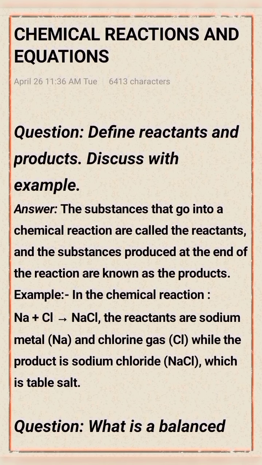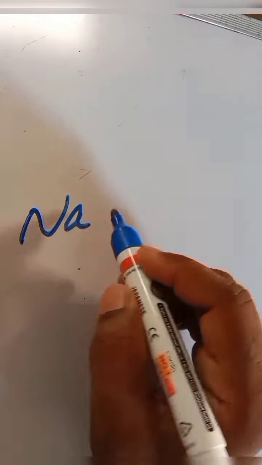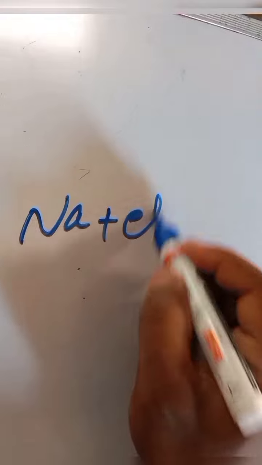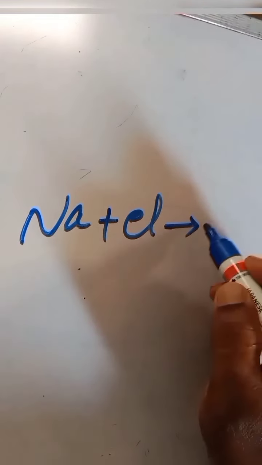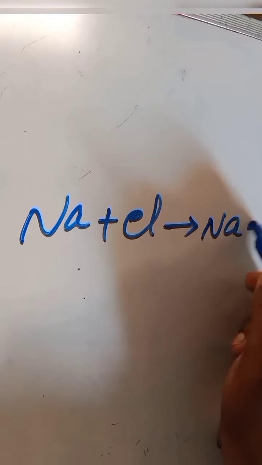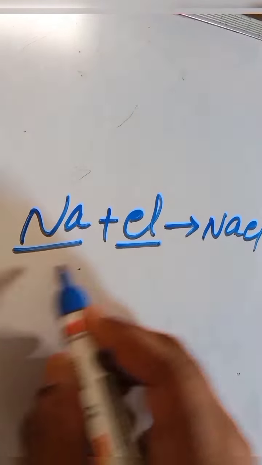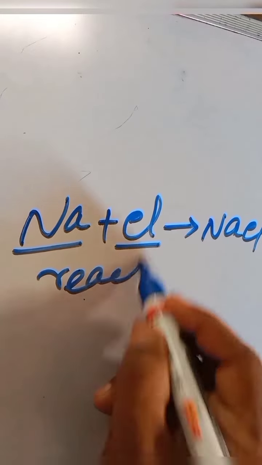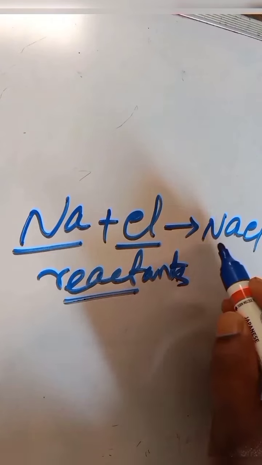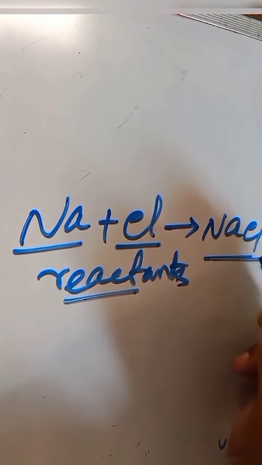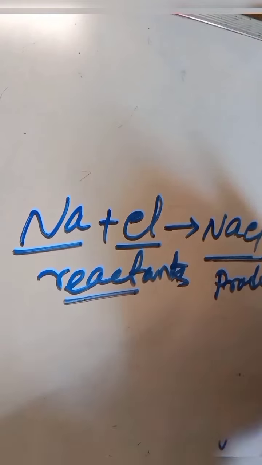That is Na, sodium, plus Cl, chlorine, form NaCl. Sodium and chlorine are the reactants, and NaCl is the product. Okay.